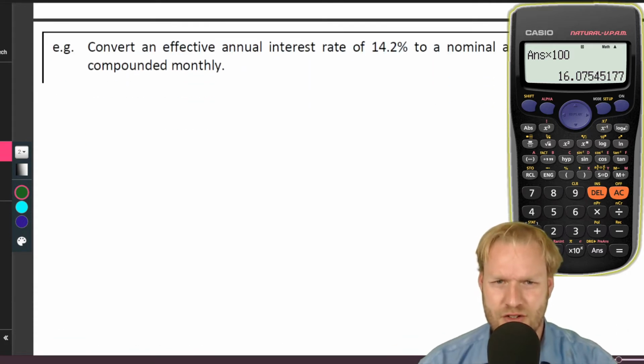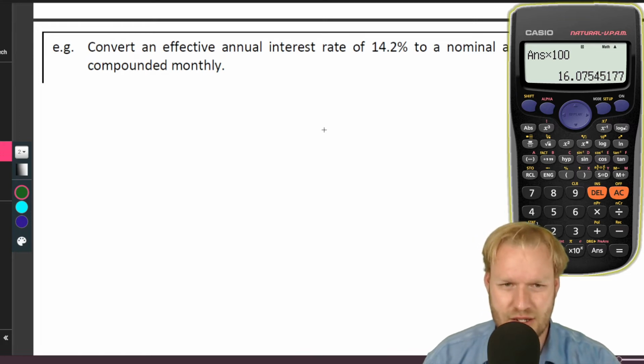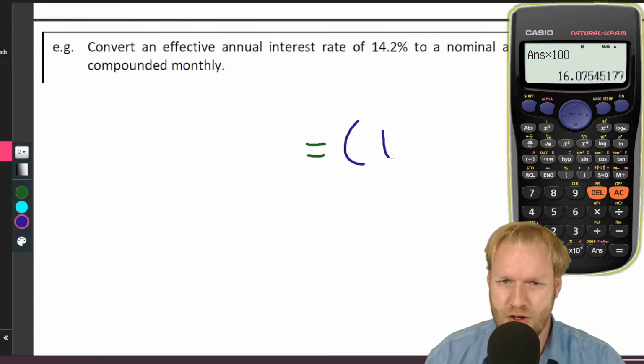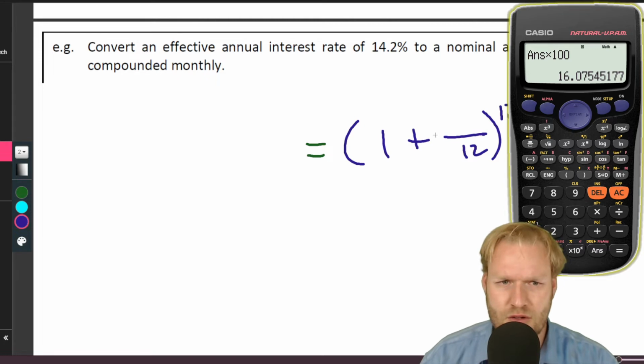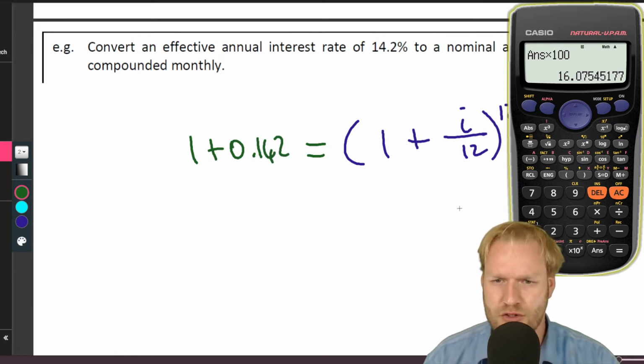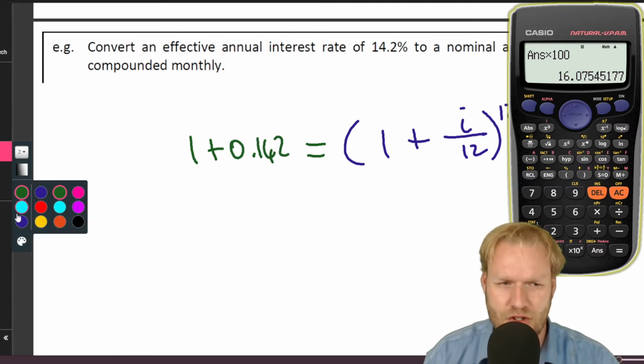Convert an effective annual interest rate of 14.2% to a nominal annual interest rate compounded monthly. So let's do the right-hand side like we did before. 1 plus I over 12, we don't know what this I is, so I'm just going to put an I here. But the effective annual interest rate is 14,2, so the left-hand side of our equation is the one we're given now, 0,142. Just one thing to solve.